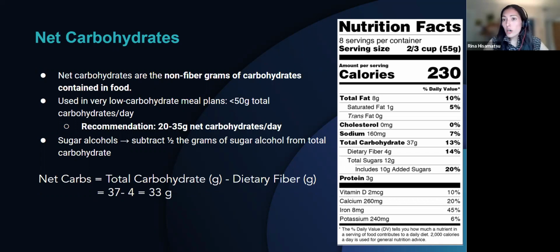Many practices will also remove the grams of sugar alcohols from their net carbohydrate calculations. Because sugar alcohols are only partially digested, we recommend subtracting half of the grams of sugar alcohols from the total carbohydrate to find the net carb calculation.